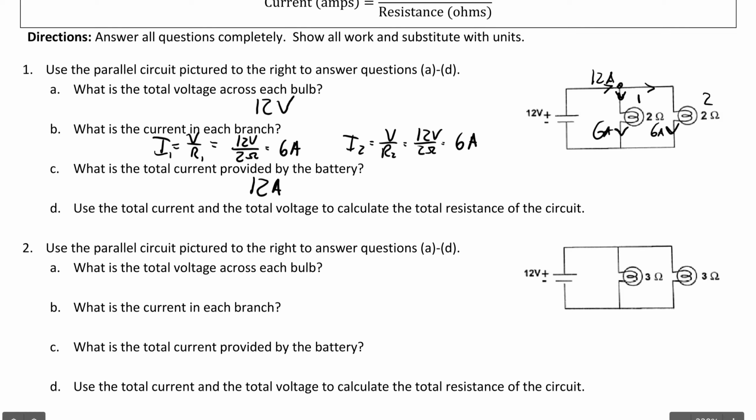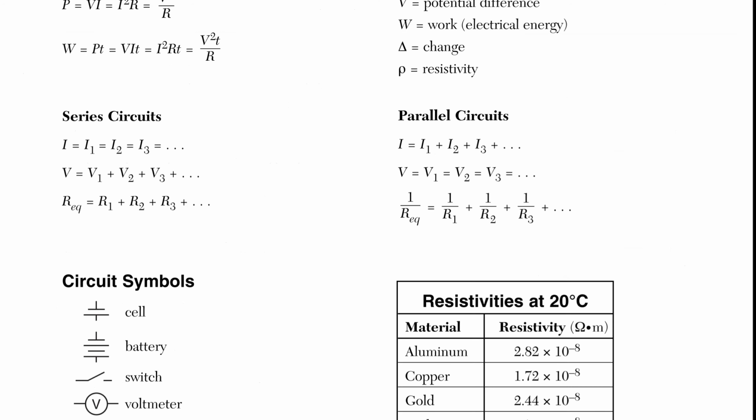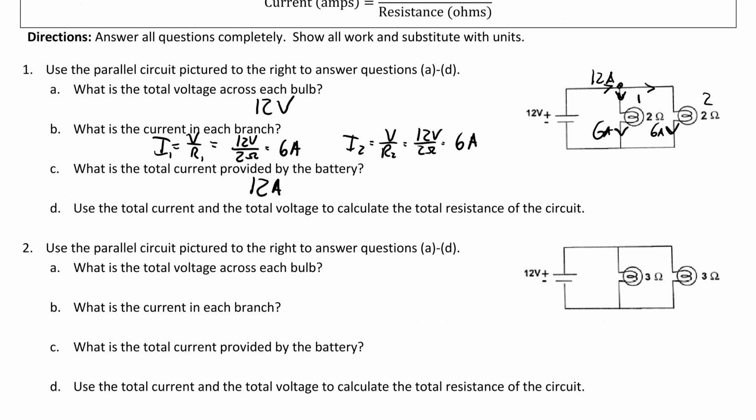And that is also in your reference table for current. We had 6 amps for branch 1 and 6 amps for branch 2. So that's going to equal your total current, 12 amps. So if you don't like looking at the diagram and thinking about Kirchhoff's current law, it's still a relationship that's in your reference table. And now D says use the total current and the total voltage to calculate the total resistance or the equivalent resistance.